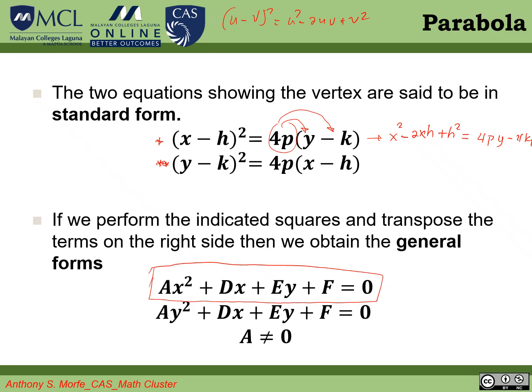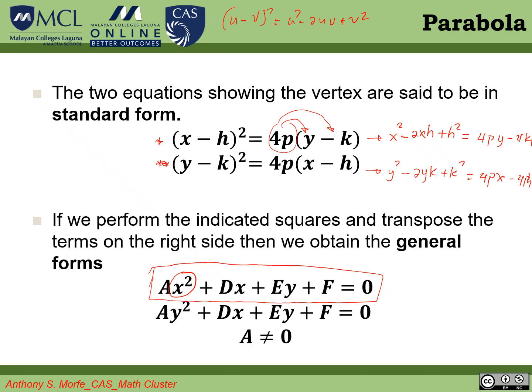So the opening of this parabola is either up or down. Remember, if the term that contains x has the power 2, the opening here is up or down, depending on the value of p. If you expand this other one, this will be y squared minus 2yk plus k squared, equal to 4px minus 4ph.